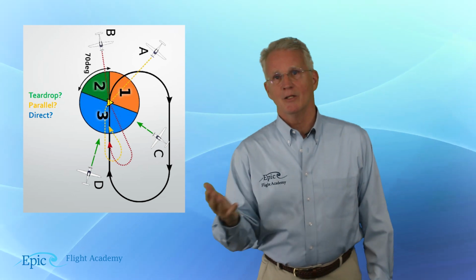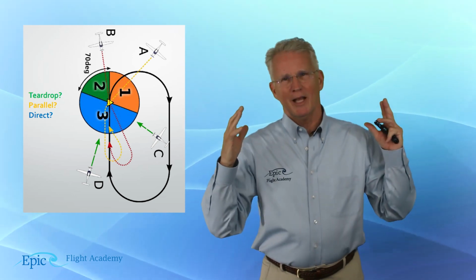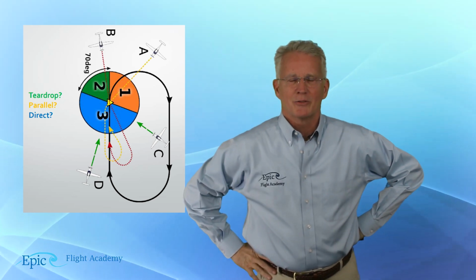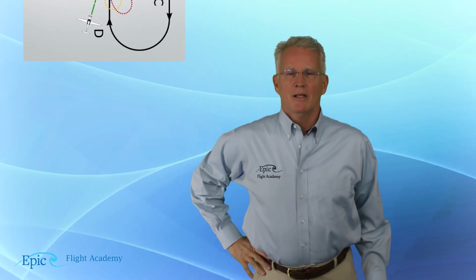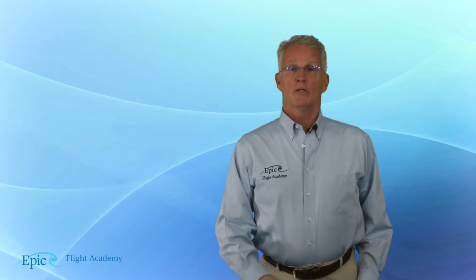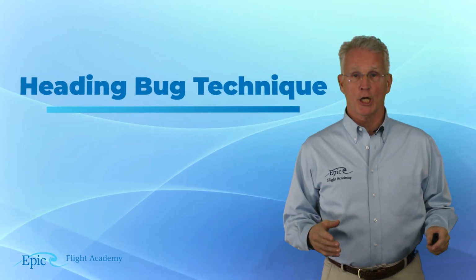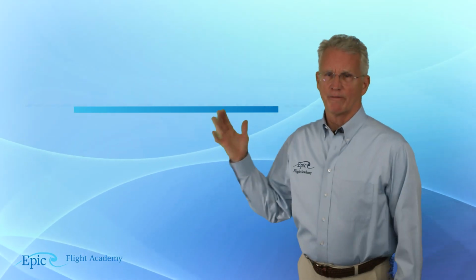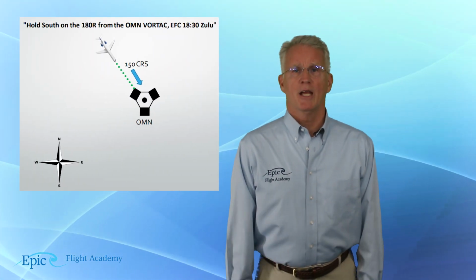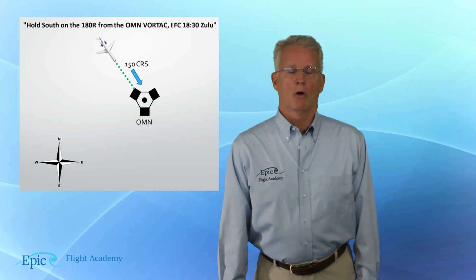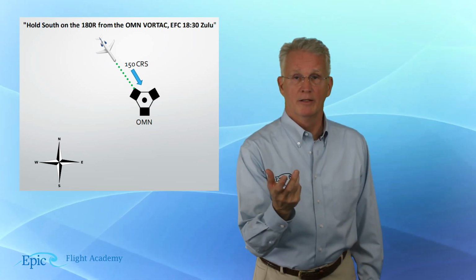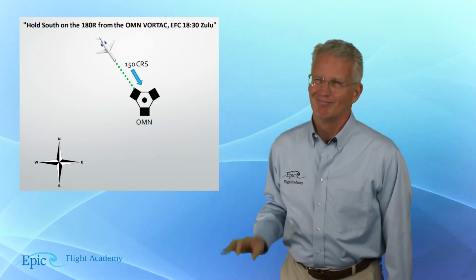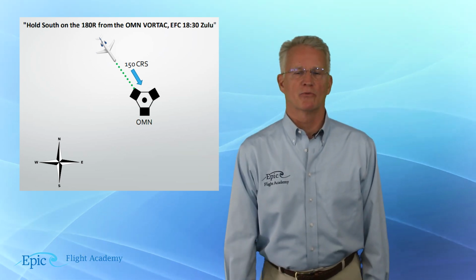But for beginning instrument pilots, we have to start out by learning, and we think, boy, how do I do this? Now, the technique that we're going to teach you here is called the heading bug technique. So let's take a look at our first slide here and imagine we've been instructed to hold on a VOR. Now, quick aside, how do I know that's a VOR? See the symbol? Clearly, just looking at the symbol, I can see that's a VOR.